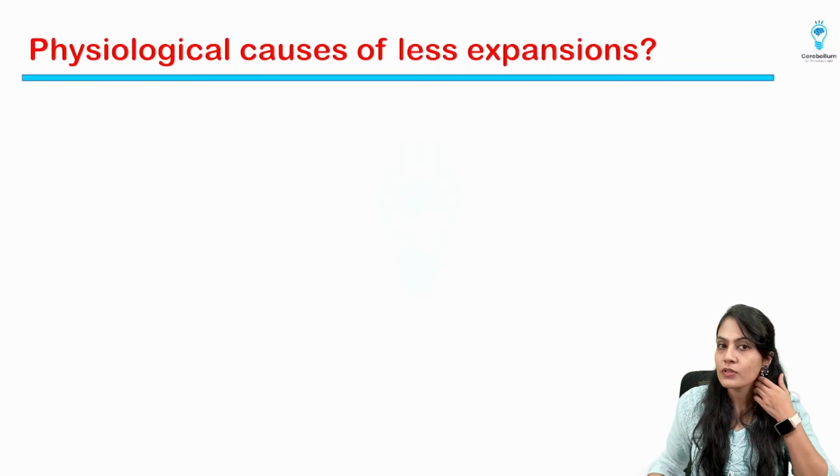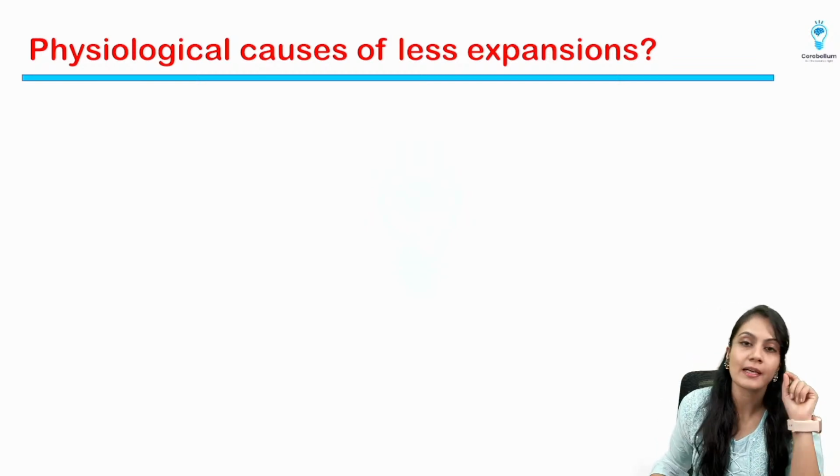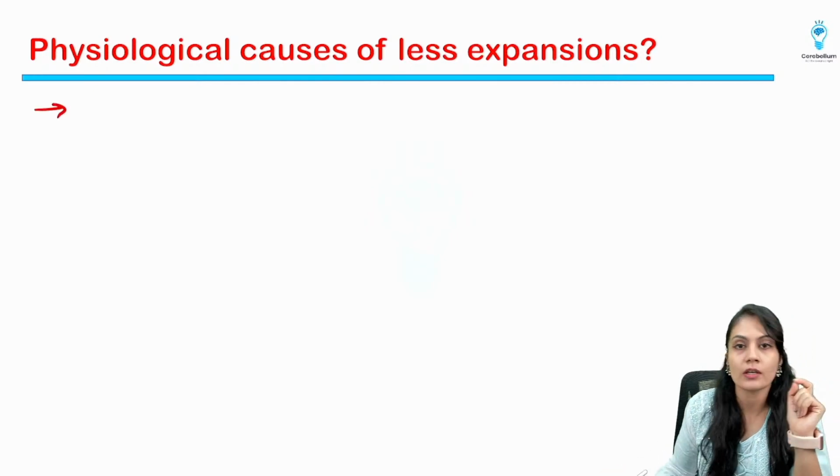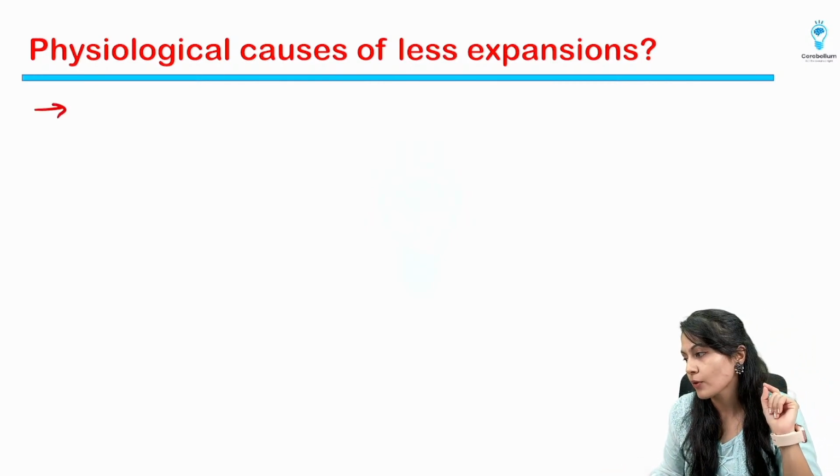Let's move on to the physiological causes of less expansion. That has also been a question asked in the university exam. What are the physiological causes? Can you tell me the answer to this question?